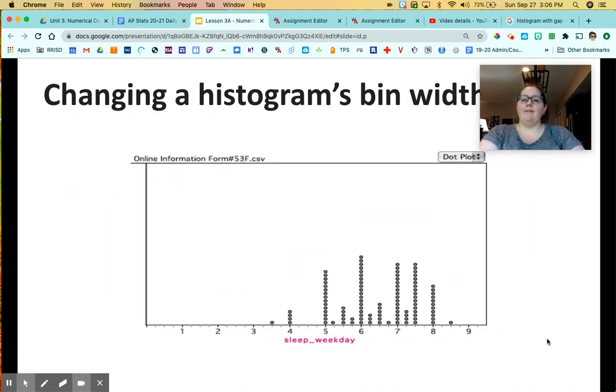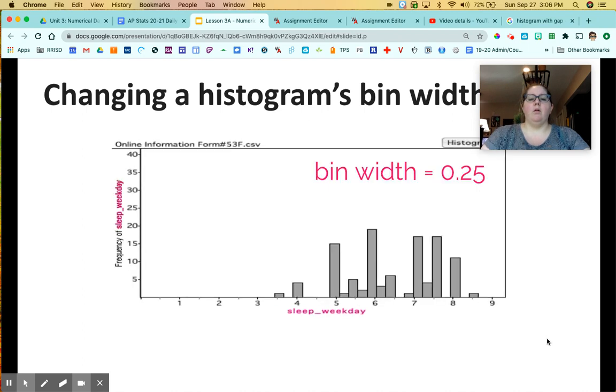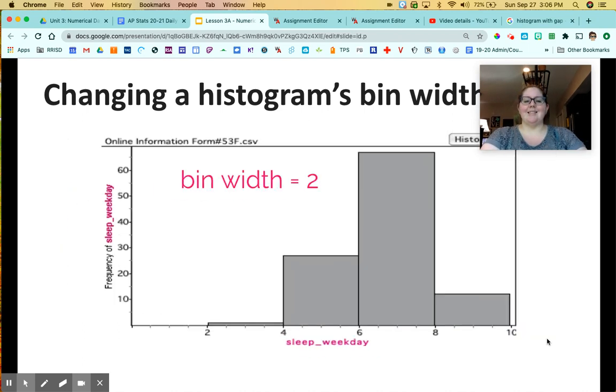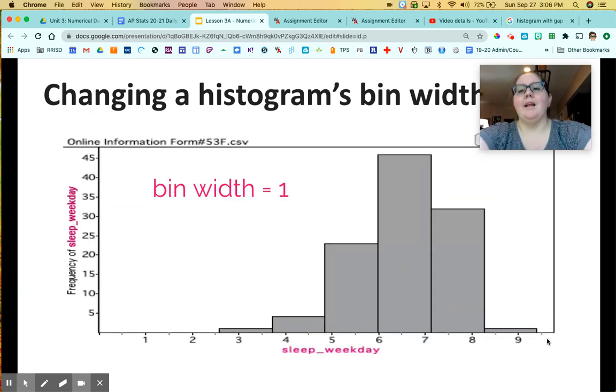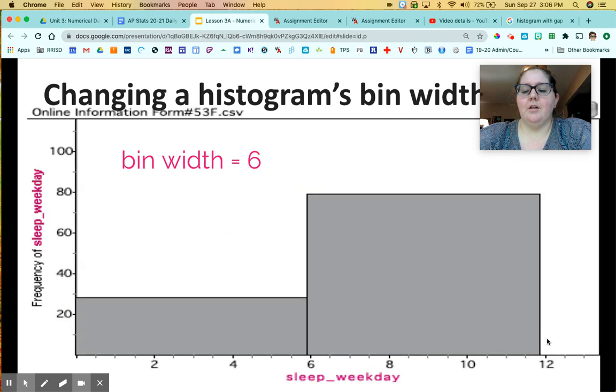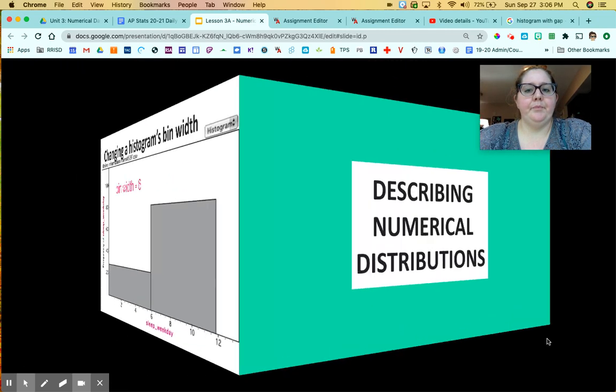But we also don't want to have a histogram that's too small, because then there's just too much going on and it's hard to look at. So when we decide bin widths, we want to be somewhere in the middle. Generally speaking, we want at least 5 bins in terms of our data. When we have less than that, it starts to look a little bit weird.